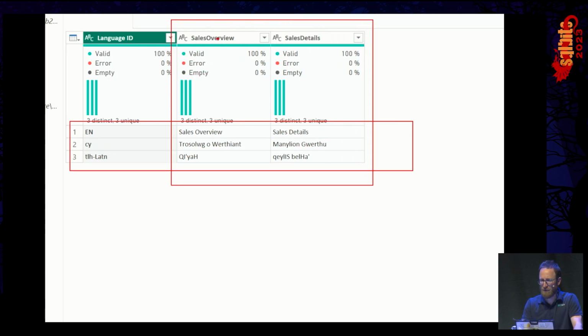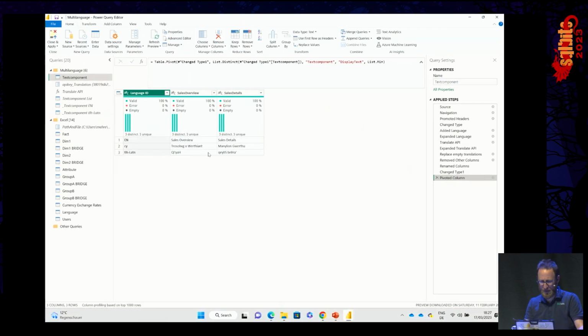So I get now 3 rows for my 2 columns, because I have two text components, right? So sales overview in English is "sales overview". Sales overview in Welsh, I fully trust the API here. I don't know, does anybody speak Welsh? Can you? Okay, nobody? So we just believe this is right, hopefully, that it means sales overview, right? And then the Klingon version. So cognitive services can be of help here.